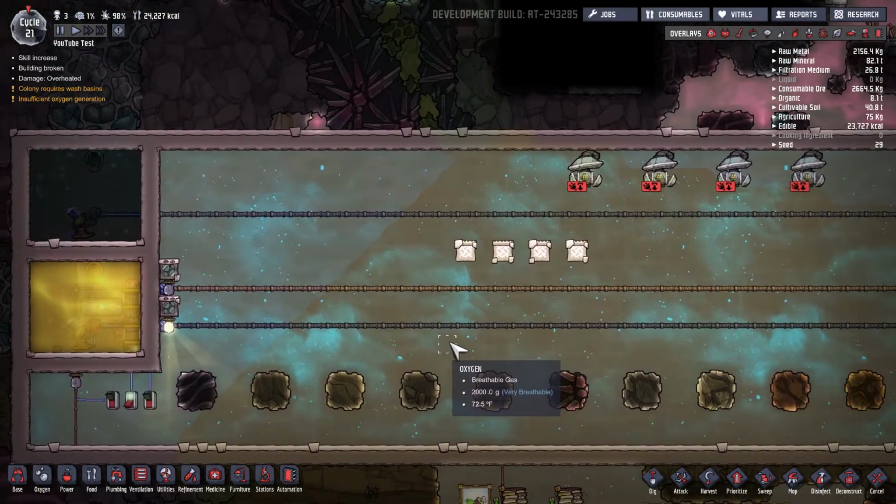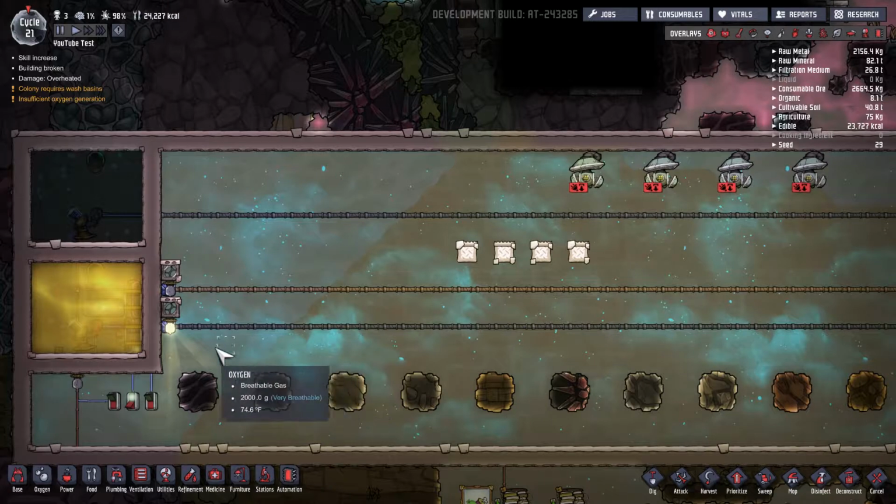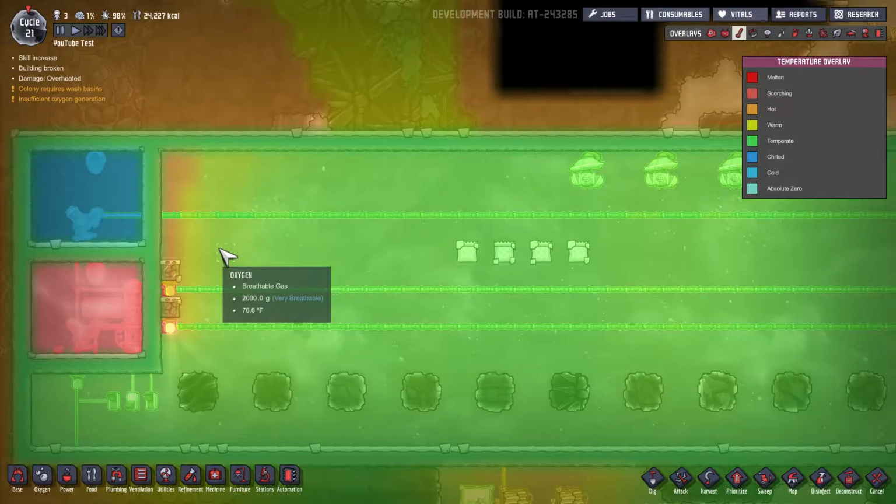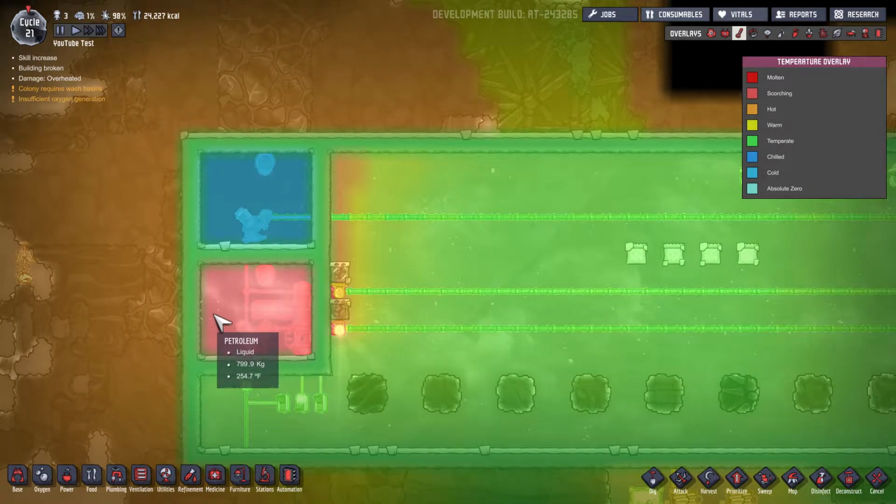Here I have just a simple experiment showing you the difference in how the materials affect areas. Here I have two liquids. I have a cold crude oil at minus 30 degrees. I have petroleum at 254.9 degrees Fahrenheit. So if you go to the temperature overlay, you can see that these two liquids are not transferring the heat from one space to another.